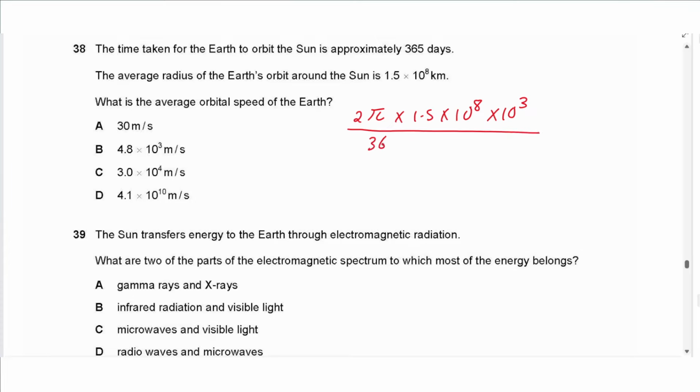So 365 days multiplied by 24 hours multiplied by 60 minutes and 60 seconds. That gives an answer of 29,885.775, which we can approximate to 3.0 times 10 to the power of 4. So the answer is C.